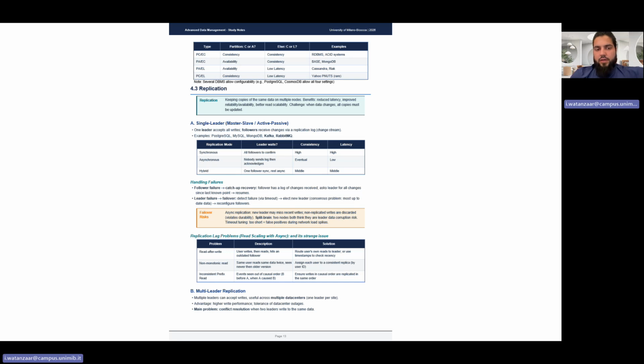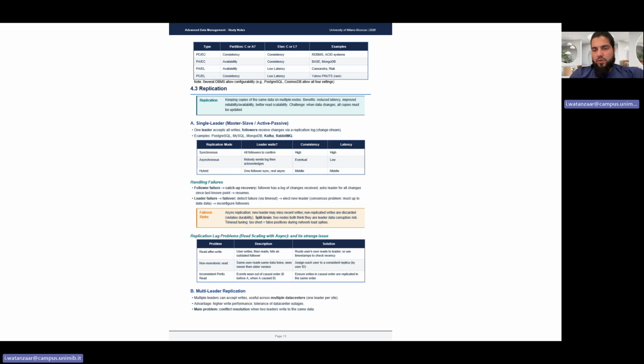Inconsistent prefix read. What this problem is basically discussing is that events are sent out of causal order, like B before A, but at the same time A causes B. So this is another problem called inconsistent prefix. Inconsistent prefix is when a user knows that a certain piece of data A must have been written before another piece of data B, but reads them in reverse order. Thus, this is a violation of causality, I mean, causality numbering or sequence.